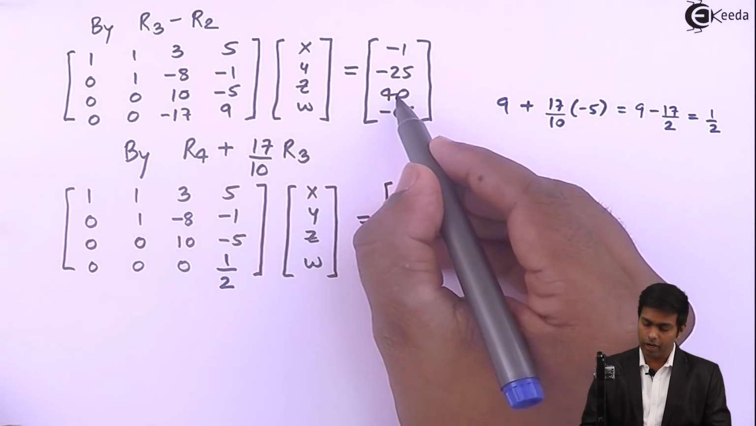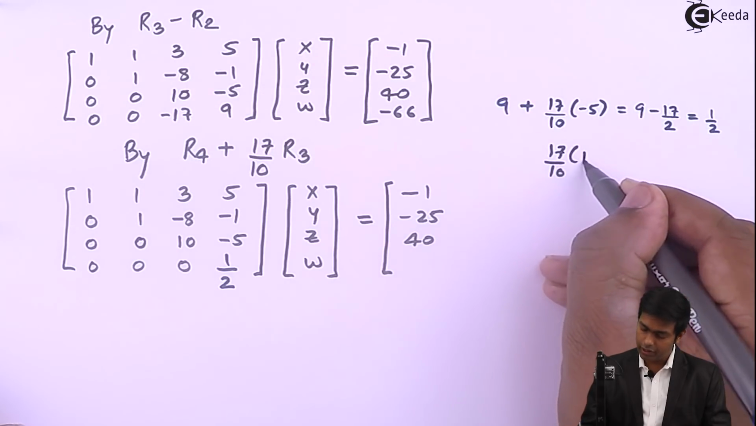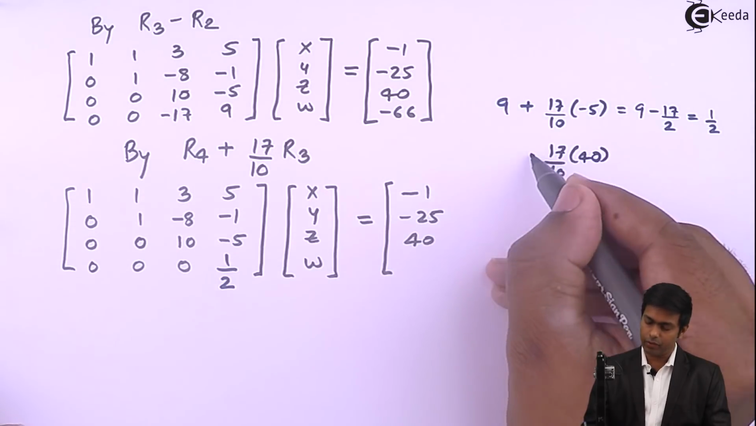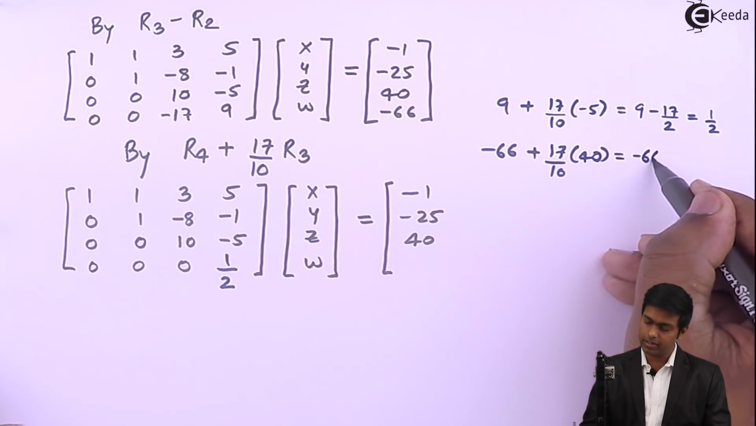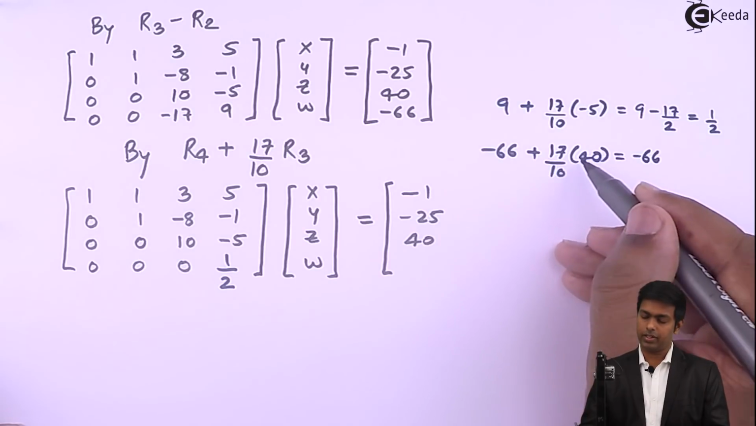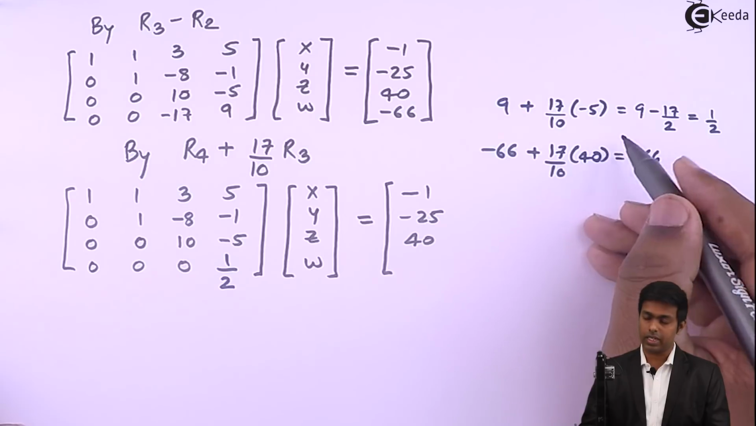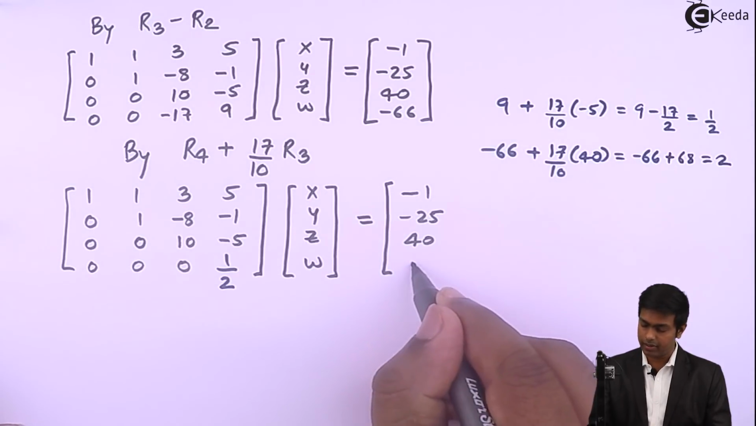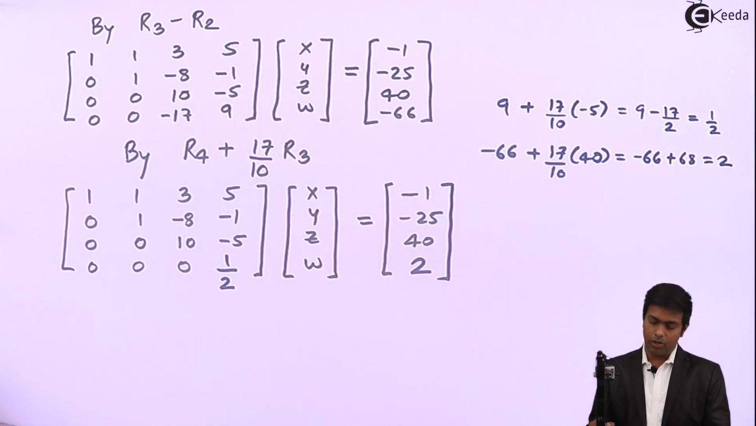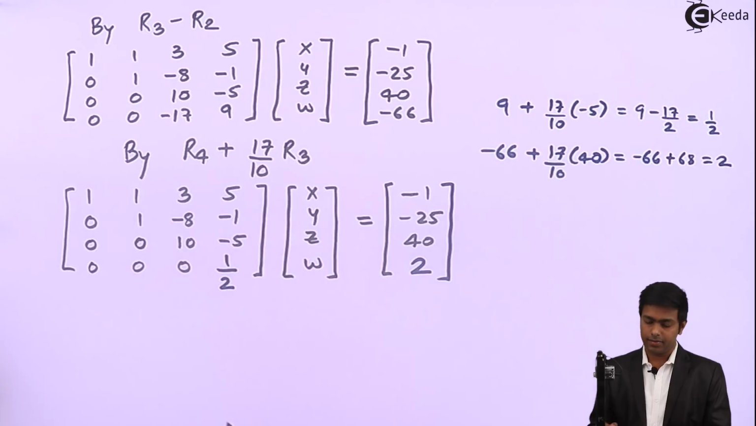Next, here we have value 40. So what we have to do is 17 upon 10 into 40, and then we have to add it in row 4, that is minus 66. So see here it is minus 66 as it is. 10 ones are 10 fours are. So here we will get 17 fours are, that is 68. So plus 68, and the value will be 2. So here I will write it is 2. So now here we got the upper triangular matrix.